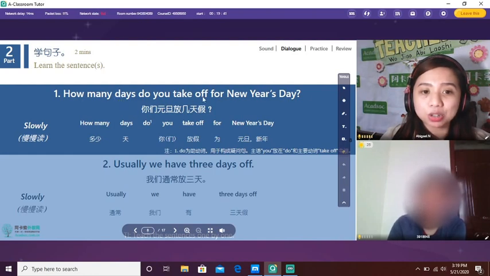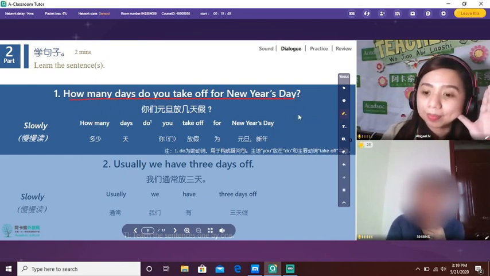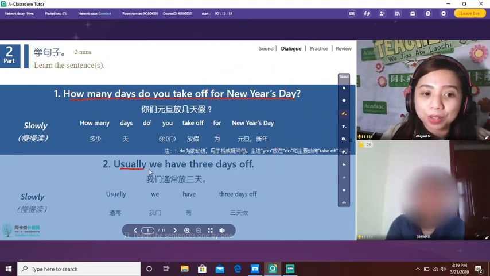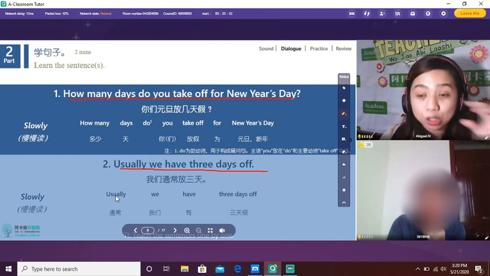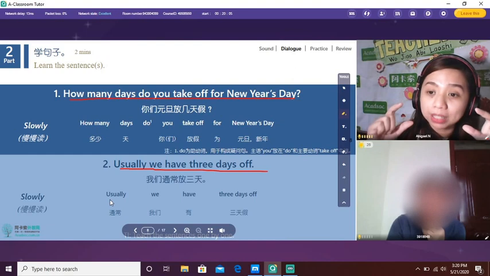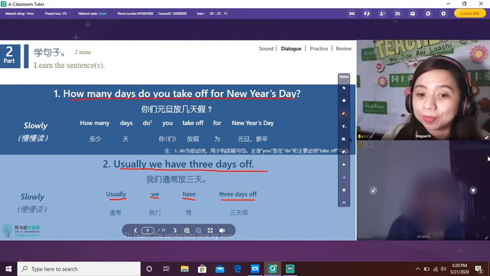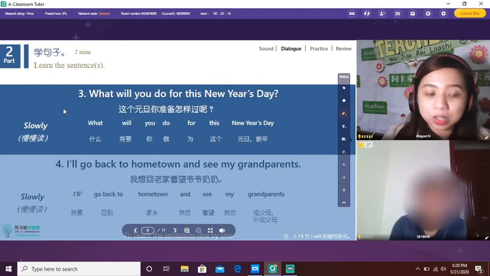How many days do you take off for New Year's Day? Okay, can you read it by yourself? How many days do you take off for New Year's Day? Yes, very good. Number two. Usually, we have three days off. Very good. You can even say it slowly, but if you're comfortable with a normal tone, that's good. Usually, we have 3 days off. Yes, good. Now, let's have the next sentence.